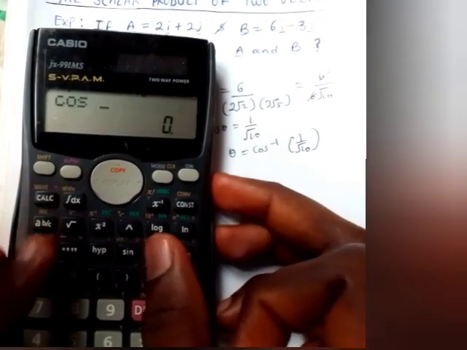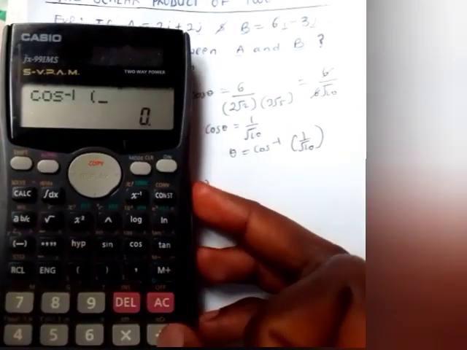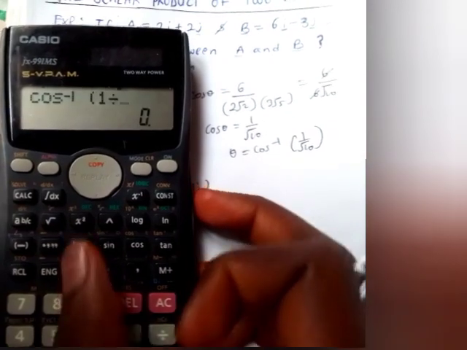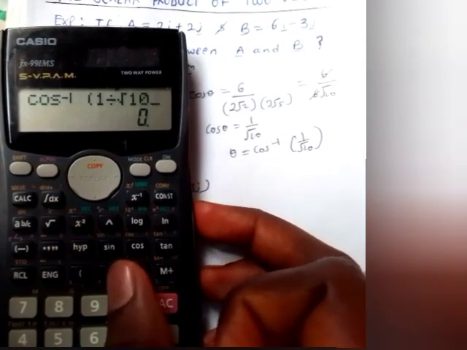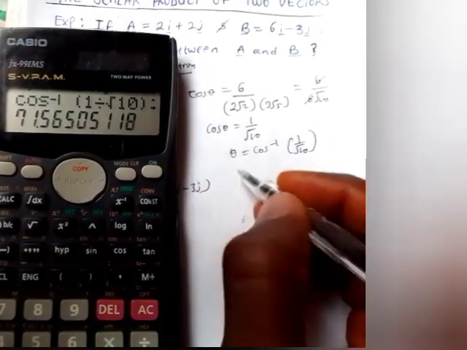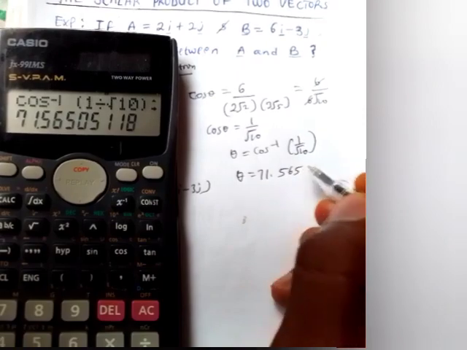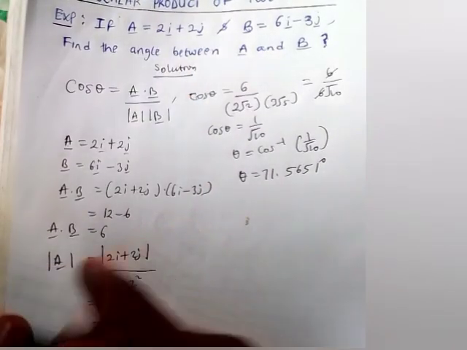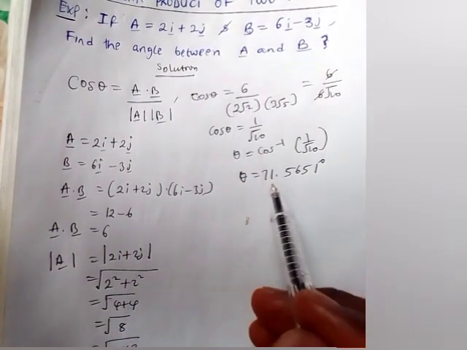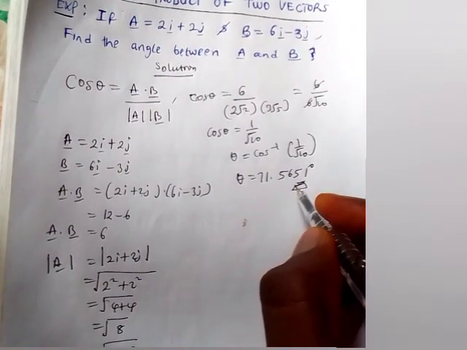Doing that using our calculator, we have arc cosine of 1 divided by square root of 10, which is simply 71.56 degrees, which is our angle. So the angle between A and B is simply 71.5651 degrees. Thanks for watching.